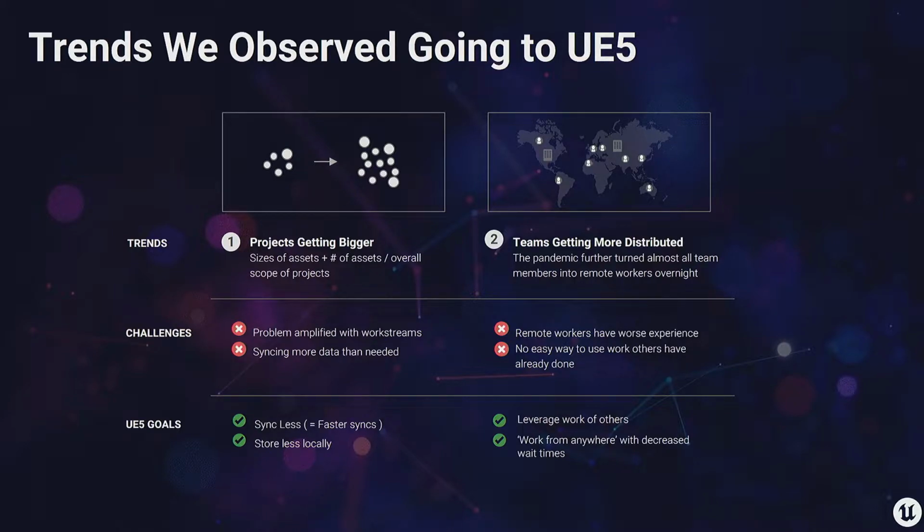There was no easy way to share work that you were doing amongst your other team members. So things like cooking content and having really good access to shared network caches, that wasn't really working very well anymore. So with UE5, we really sought out to fix some of these things and address them.